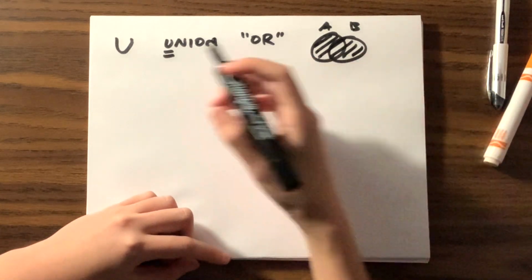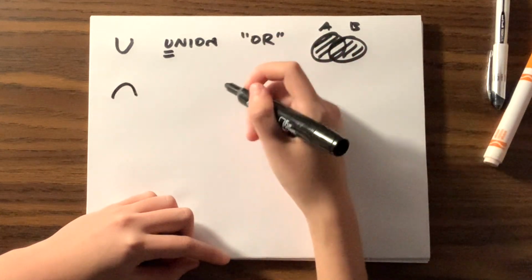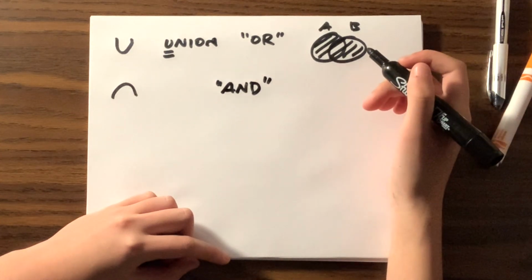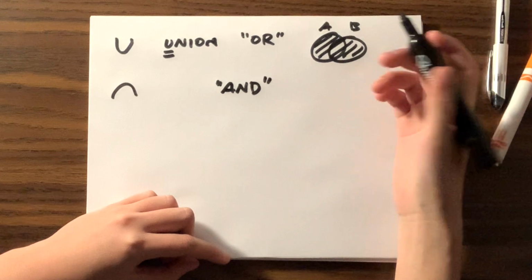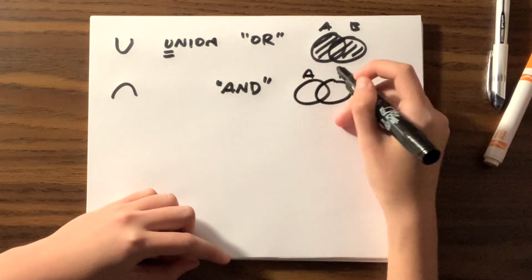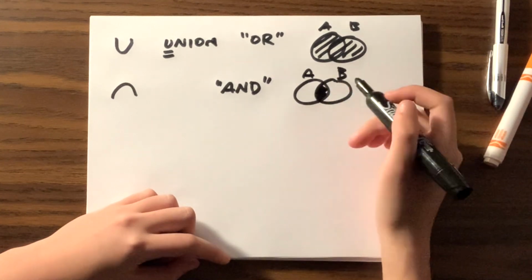Our next set operation is called an intersection, and we can think of this as an AND statement. And this is going to include only the outcomes contained by both events, such as the intersection of sets A and B. So if we're going to visualize this again, we'll have just the intersection of A and B, where the two overlap.